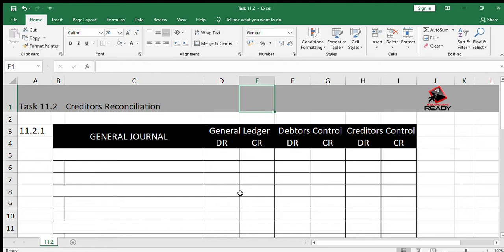Now, when you're doing the comparison, every figure that they have in their debit column must be in our credit column. Every figure which they have in their credit column must be in our debit column, and vice versa. So we'll go through each figure.